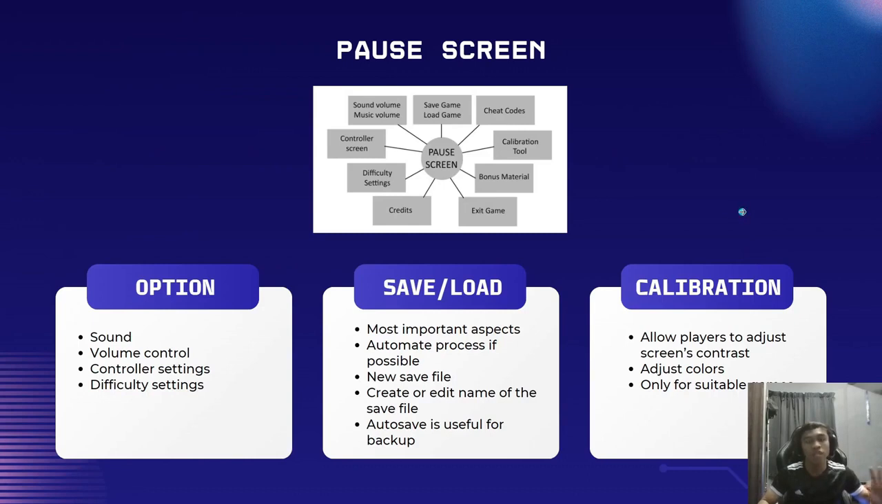So next, there are three elements that you can put in the pause screen, which are option, save load game, and calibration tools, depending on the game. For options, we can have sound, volume control, controller settings, and difficulty settings that the players can customize according to their preferences. Also, we can have save load functions, which are very useful, and calibration tools to allow players to adjust the screen contrast.